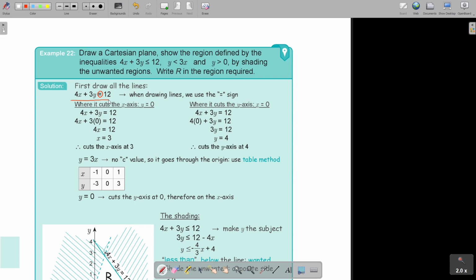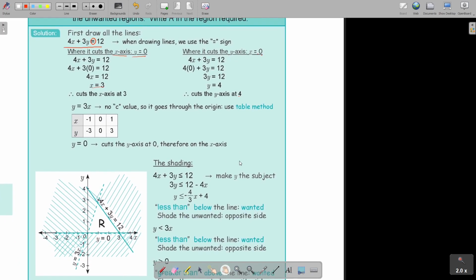Now, the easiest method, if any line, it's not just a straight line, a curve, a parabola, if you want to see where it cuts the x-axis, you make y 0. Okay, so in the place of y you put 0, and it cuts at 3. Where you want to see where it cuts the y-axis, you make the opposite one 0, x 0. And it cuts the y-axis at 4. Okay, because you just need 2 points. So it cuts at 4 and it cuts at 3. Okay, so I'm first drawing all the lines.